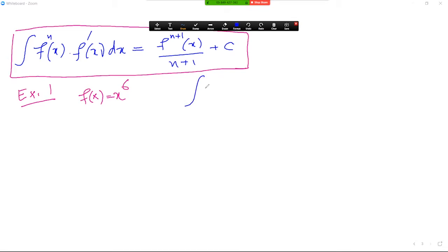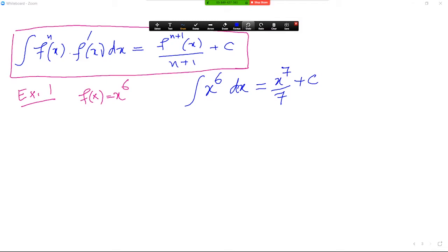So it's the integral of x to the power of 6 dx. So that equals x to the power of 7 over 7 plus c. Don't forget to write plus c. Good. So always remember that. We would talk about in some subsequent lecture why c is there. So this is a very easy question.